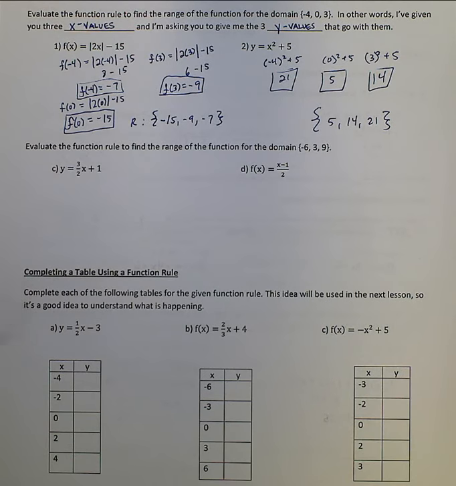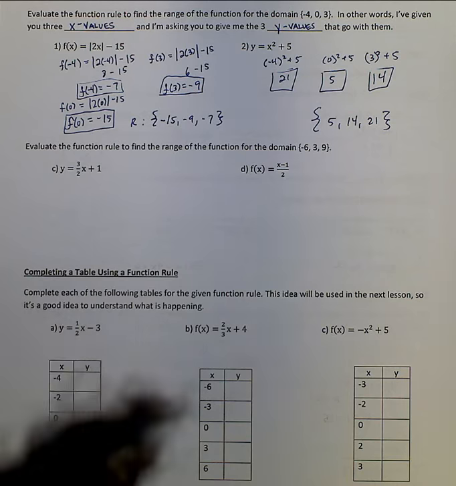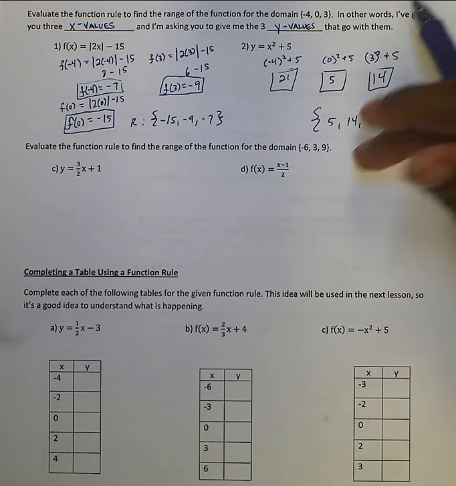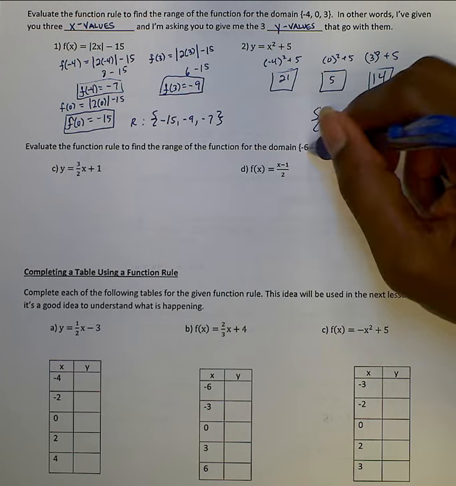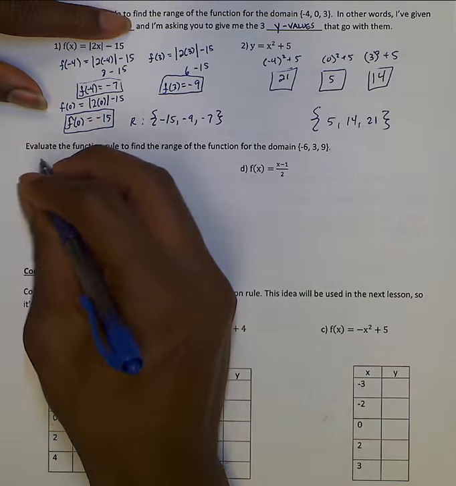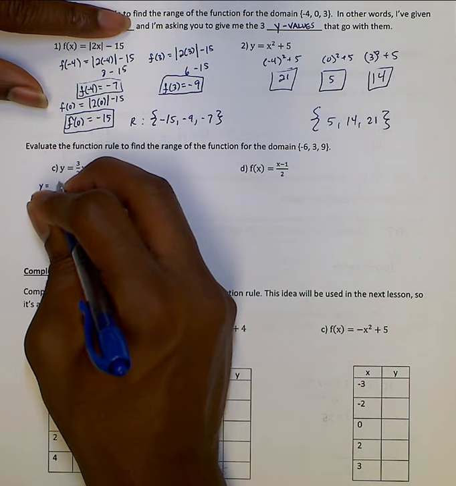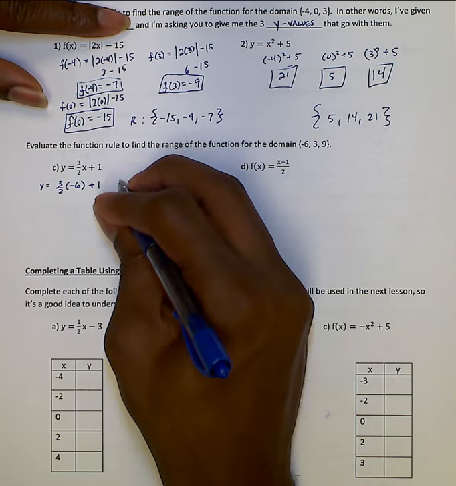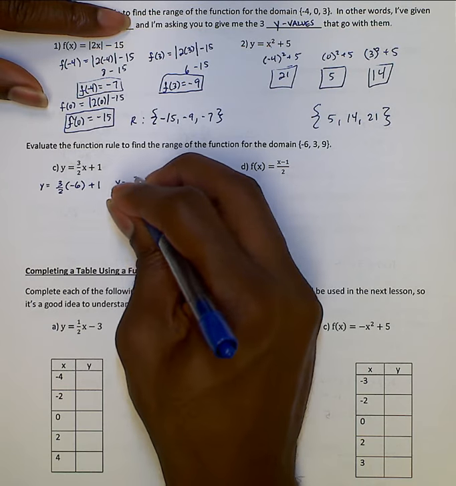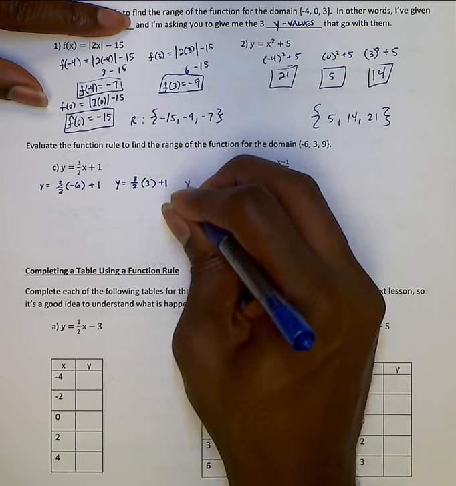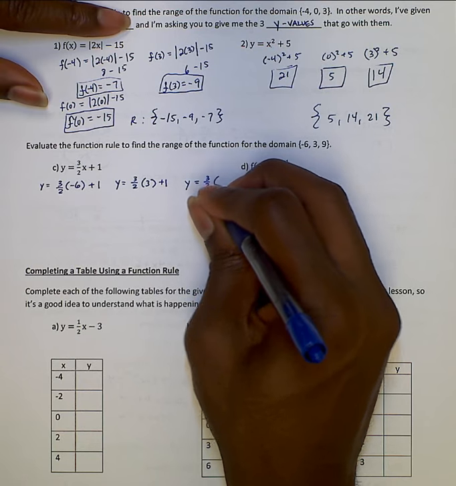Couple more examples. I'll do one more with you, and then I'll have you do D on your own. Evaluate the function rule to find the range of the function for the domain -6, 3, 9. Remember, all this is saying is plug in these x values to see what y values go along with it. So we have y equals 3/2 times -6 plus 1. That's one of them. Y equals 3/2 times 3 plus 1. That's the other one. And then y equals 3/2 times 9 plus 1.